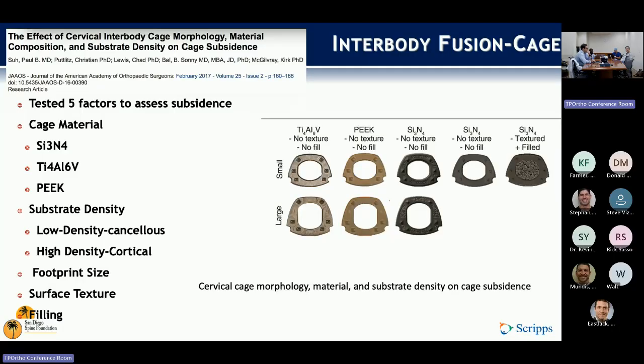This is another study out of JAAOS from the 2020s. This was looking at the effect of cervical interbody cage morphology, material composition, and substrate density on cage subsidence. So they tested 5 factors to assess subsidence. The cage material was a silicon alloy, a titanium alloy, and a PEEK. And they had different substrate densities, which were low density cancellous and high density cortical, and then there were different footprint sizes, surface textures, and filling.